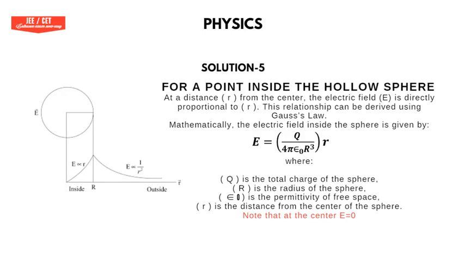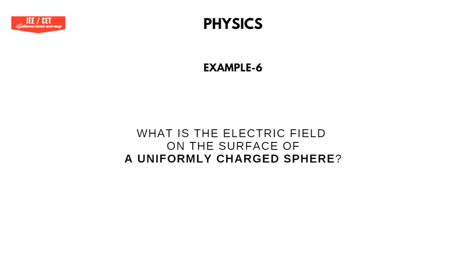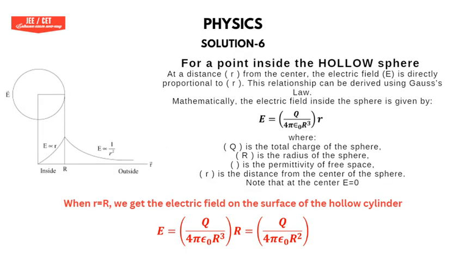We can use Gauss's law to find electric field inside a hollow cylinder. The electric field inside the cylinder is directly proportional to r, where r is the distance from the center. At the very center O, r equals 0, so electric field equals 0 and linearly increases with distance r. On the surface of a uniformly charged cylinder, the electric field is maximum and is equal to q upon 4 pi epsilon 0 r square.